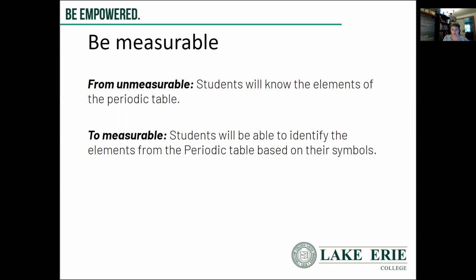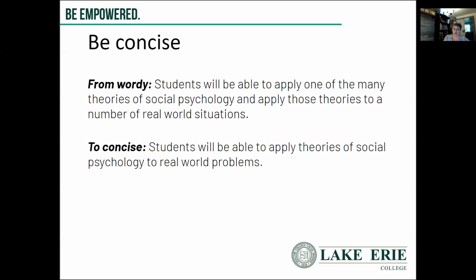So if I wanted to rewrite that to improve it, so I'm making it clear how I'm going to measure that goal, I would change it to: students will be able to identify the elements from the periodic table based on their symbols. So now I'm able to measure, do they know the symbols? How many symbols do they know?